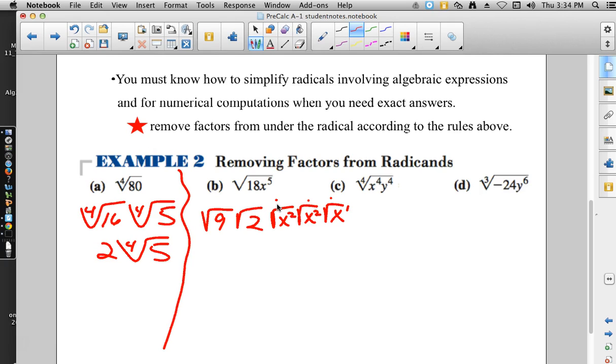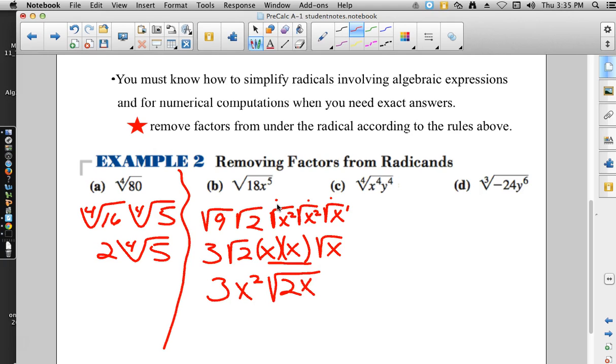So I know the square root of 9, that's 3. Then I've got this nasty little square root of 2 business. And I know the square root of x squared is x, and the square root of x squared is x. But the square root of x to the first, well, that's still going to be a little ugly square root of x. And then what we do is we put all the pretty stuff in front. So we have a 3, and we have an x times x, which will be x squared. And we have the square root of 2 and the square root of x. So those will stay underneath that ugly radical symbol because they were things that did not work out nicely.